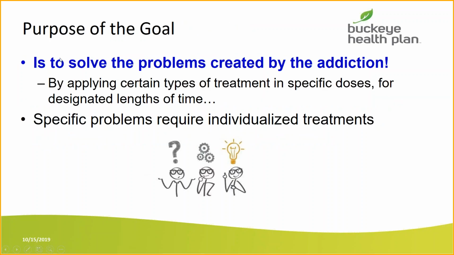How will we know? So the purpose of the goal, remember, is to solve the problem created by the addiction. And you know what those problems are. All you have to do is flip over to the problem list. You should have some concrete pieces of evidence on how this disease has caused problems for this individual. And so now the goal is to solve some of the problems that have been created by the addiction.